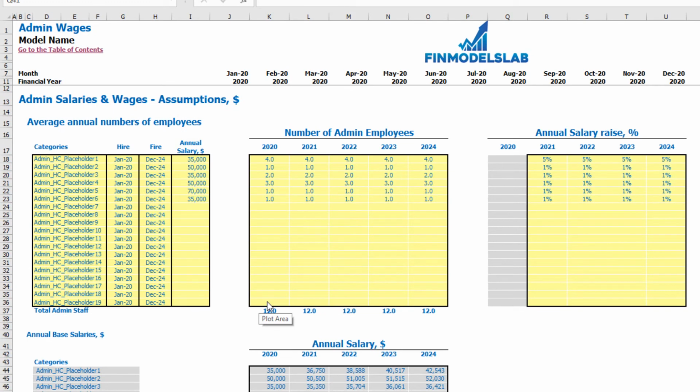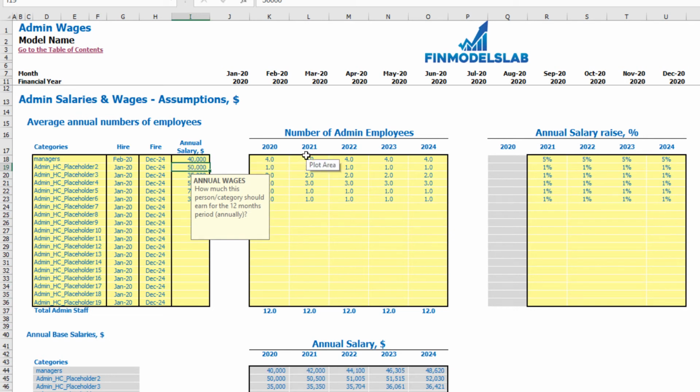On the admin wages tab, you can set up to 19 categories for your admin staff. Let me show you how it works. For example, managers. The hire date starting, for example, from February 20 till the end of the model. You can adjust the annual salary per one headcount. It can be, for example, $40,000.